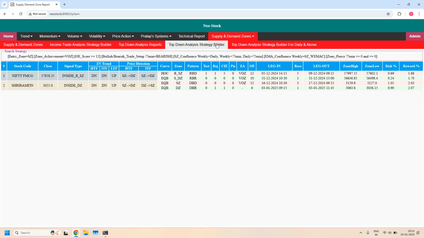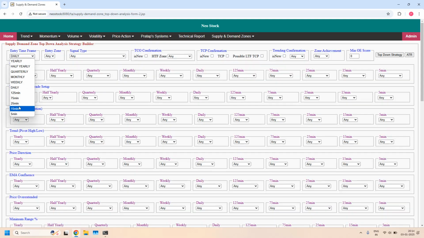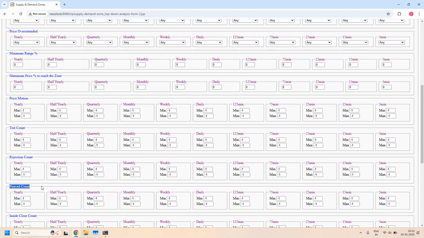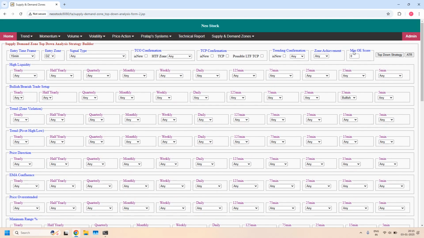Next, daily income trade bullish trade setup, entry time frame 15 minutes, entry zone demand zone. In bullish or bearish trade setup at 15 minutes, I am selecting bullish. 15 minutes demand zone should not be pierced. So in the pierced count at 15 minutes time frame, minimum value 0, maximum value 0. Zone achievement VOZ, minimum odd enhanced score 12. All 3 filters are applied to 15 minutes demand zone.